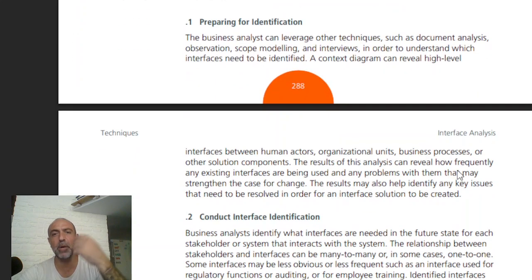What are the elements? Preparing for the identification. The business analyst can leverage other techniques such as document analysis, observation, scope modeling, and interviews in order to understand which interfaces need to be identified. A context diagram can reveal high-level interfaces between human actors, organizational units, business processes, or other solution components.